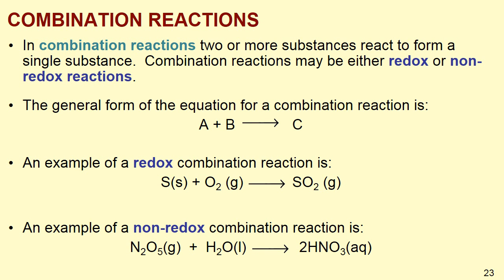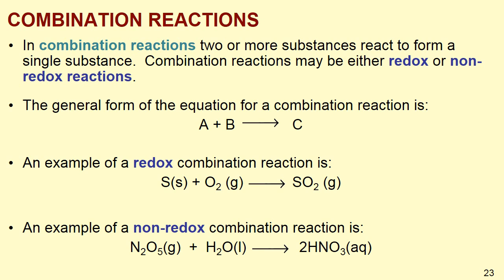Alright, a combination reaction, again just like the name implies, is a reaction where two or more substances react to form a single compound. So they're combining to form one product. You can recognize a combination reaction if there's only one product. And again, combination reactions can be either redox or non-redox reactions.